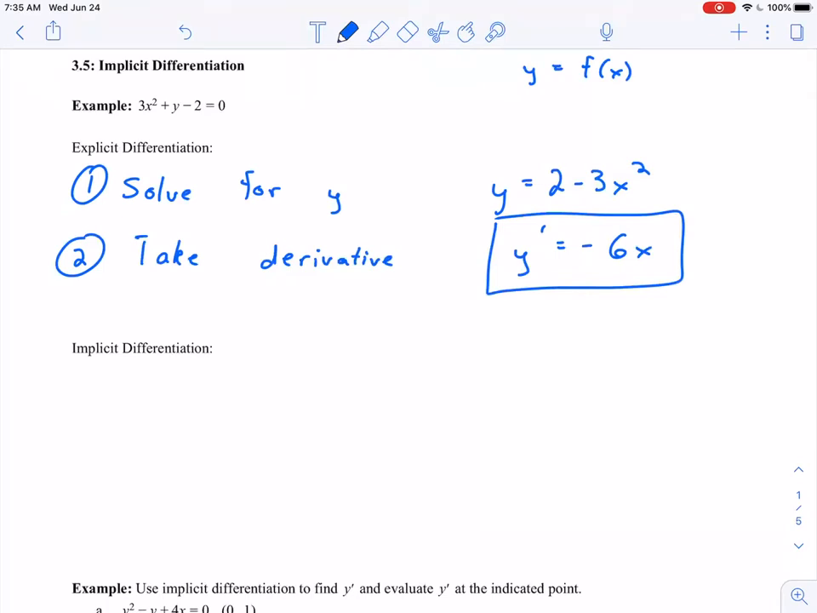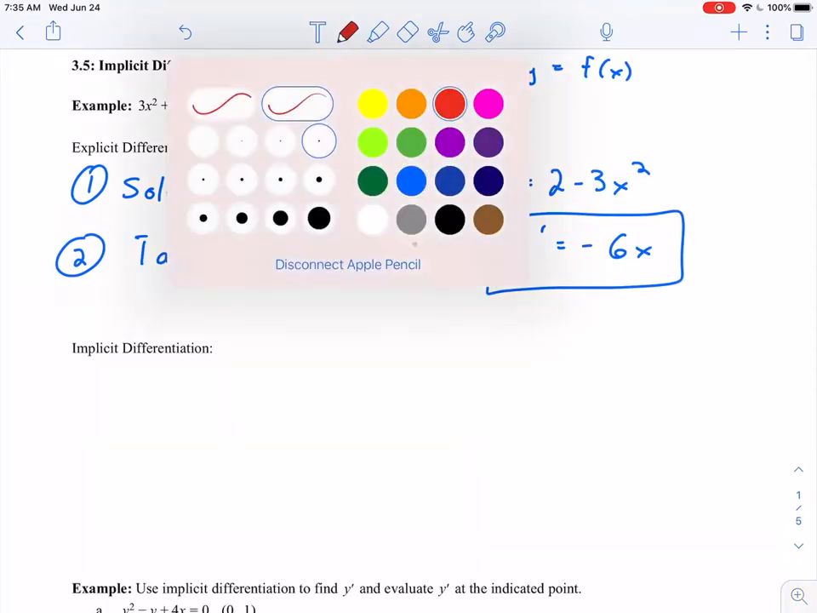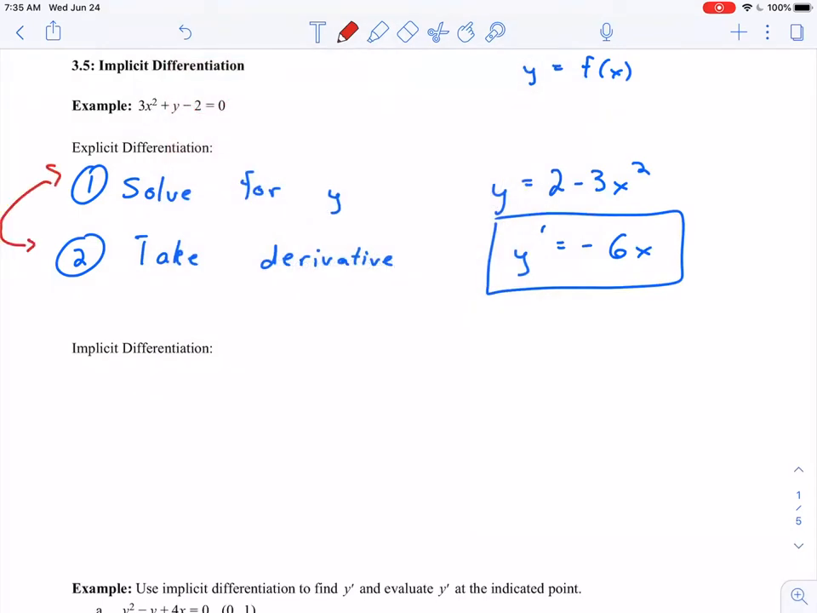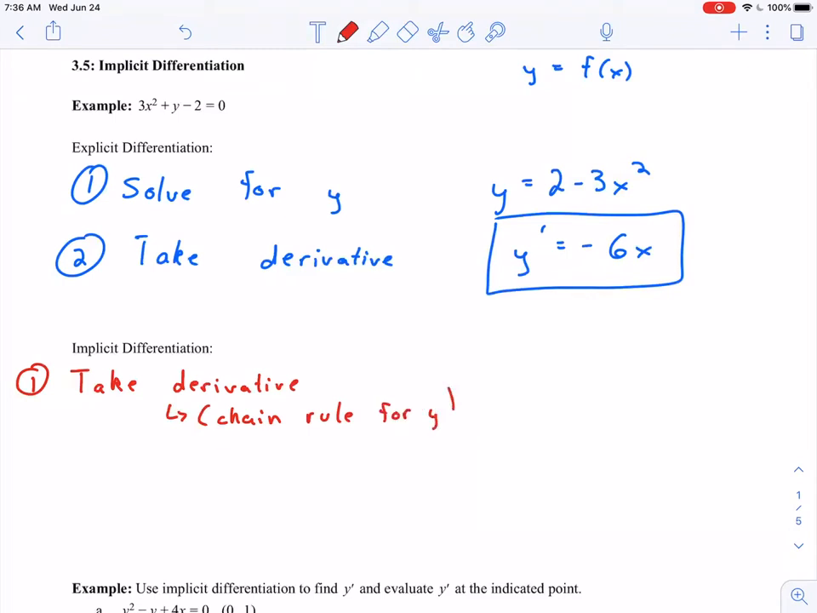Implicit differentiation sort of takes these two steps and actually kind of flip-flops them around. So what I'm going to do first when I use implicit differentiation, the first thing I'm going to do is I'm actually going to take the derivative first. And the reminder I'm going to give here is we need to use the chain rule for y.